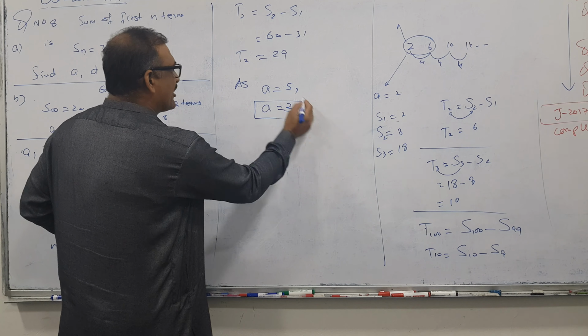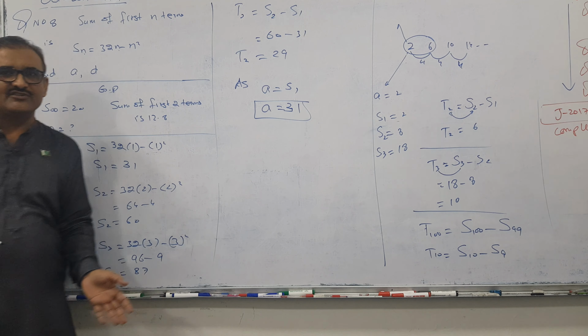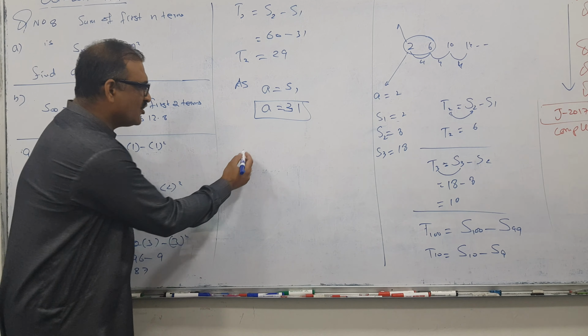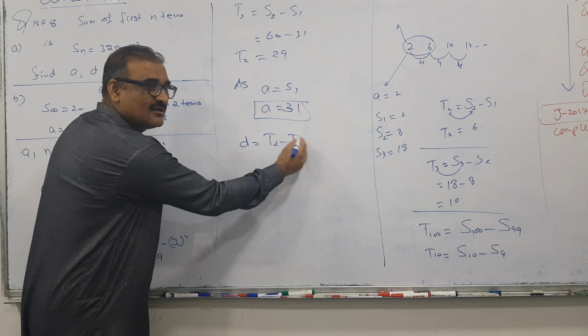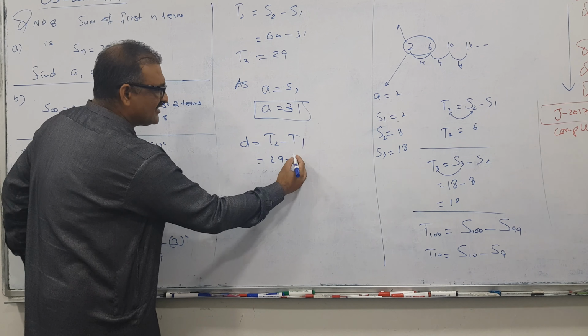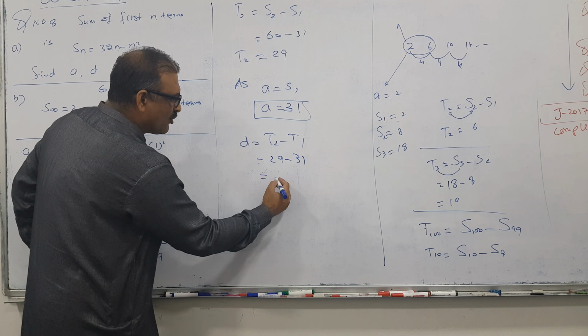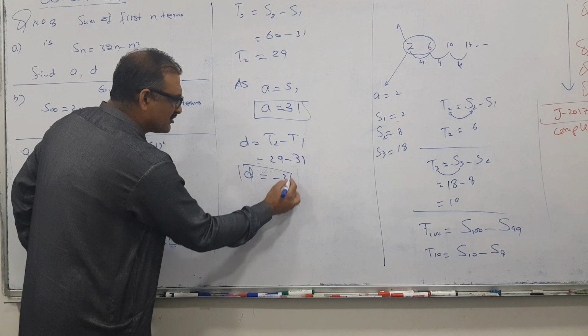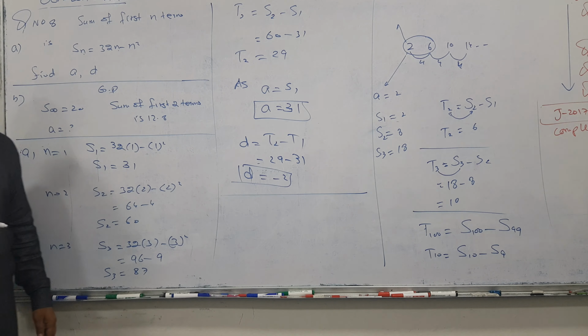So Alhamdulillah, I got A, but I need the common difference. How to get the common difference? You know the formula: second term minus first term. The second term is 29 and the first term is 31. I got negative 2. So I got both answers very, very easily.